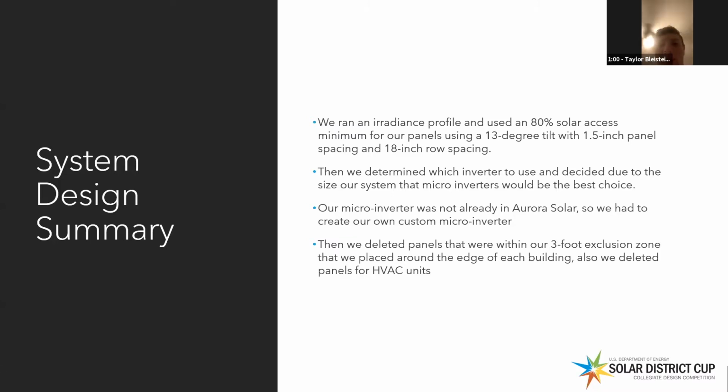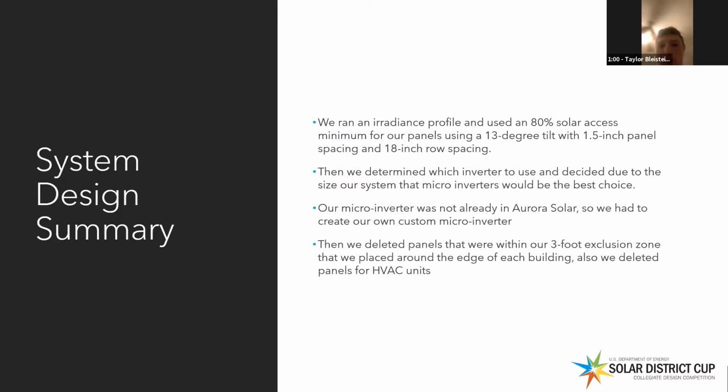Here's a summary of our system design. Not going into too much detail, but we ran an irradiance profile and got 80% solar access, which is a little lower than what our initial design was. But that's what we decided to go with, which we'll explain later. We used a 13-degree tilt, and a 1/2-inch panel spacing with 18-inch row spacing.